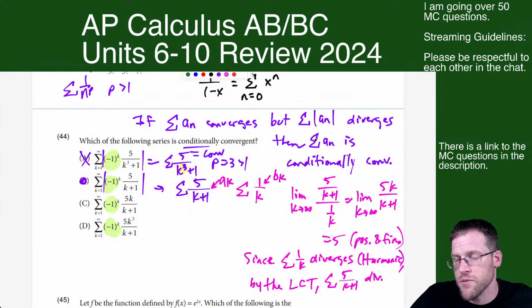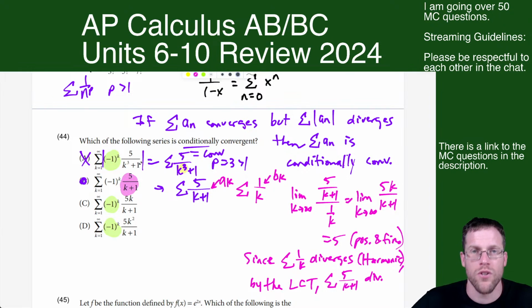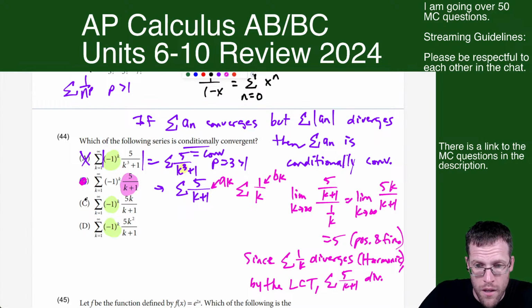All right, so since the absolute value of our series diverges, but the original series converges, notice here, this is an alternating series. This part, 5 over k plus 1, the terms are decreasing in magnitude to 0. 5 over k plus 1 goes to 0 as k goes to infinity. This will converge, but the absolute value diverges. So this is conditionally convergent. These just both diverge, okay?